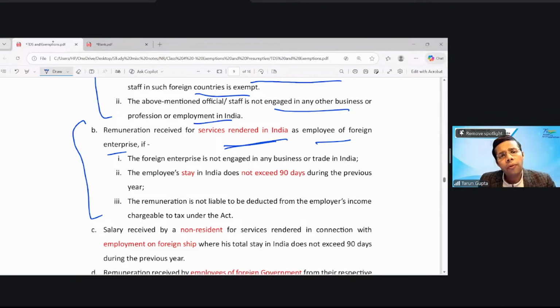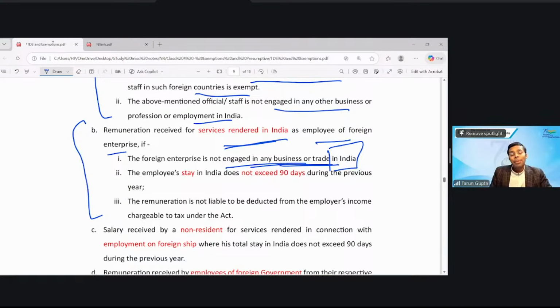So you may be an employee of Microsoft Inc., but you have rendered a service in India. Then the remuneration which you derive from the rendition of such service, while you were in India, shall be exempt if the foreign enterprise is not engaged in any business or trade in India. Such a foreign enterprise should not be engaged in any business in India. It may do business with India, but it should not do business in India.